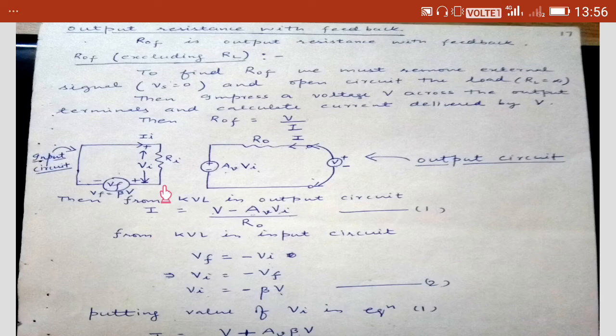In this circuit we can find output resistance easily by applying the voltage source. Now we need to apply an external voltage source having value V. So a voltage source is applied. Now we have to find the current I produced by this voltage source. If we are able to find this current I, then by finding the ratio of V and I, we can easily find the value of output resistance.